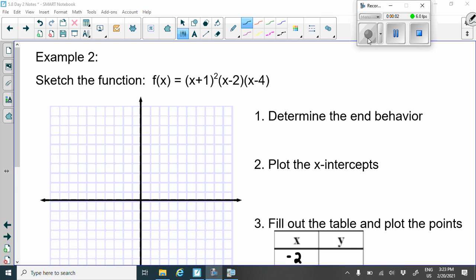Hey guys, so here is part 3 of the 5.8 day 1 notes. We're going to continue to sketch functions, and mainly these are going to be in factored form. Okay, so here, once again, we are in factored form.